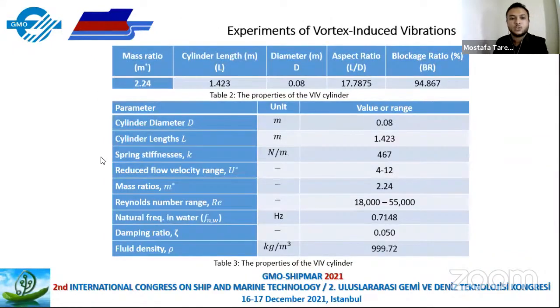Here, this table represents all the parameters needed in our study. Firstly, the cylinder length is 1.4 meters. This length should be long enough to avoid any tip effect. That is one of the most important things we need to consider during this study. Secondly, we have a diameter of 0.08 meters, and the aspect ratio, which is the ratio of the cylinder length over the diameter. And we have the blockage ratio, which is the ratio of the cylinder length and the cross section of the channel. It's also an important parameter.